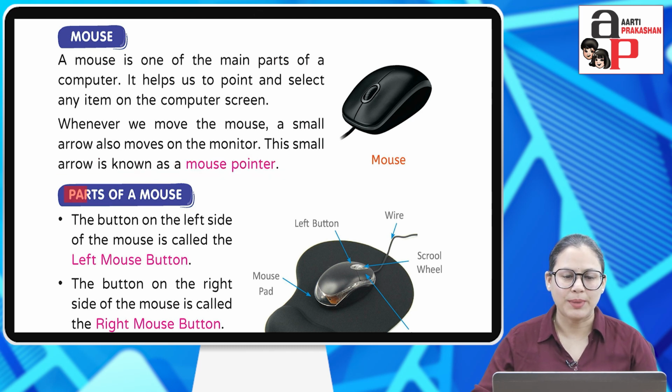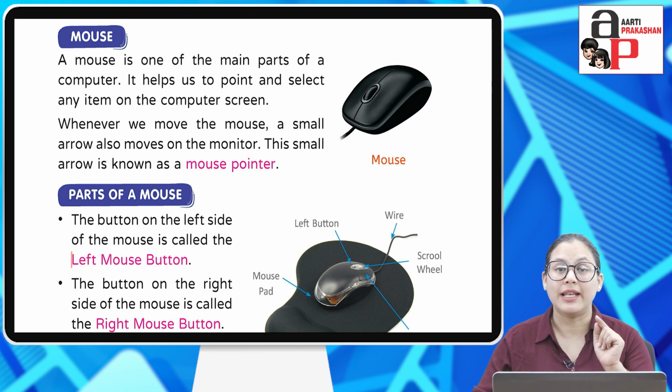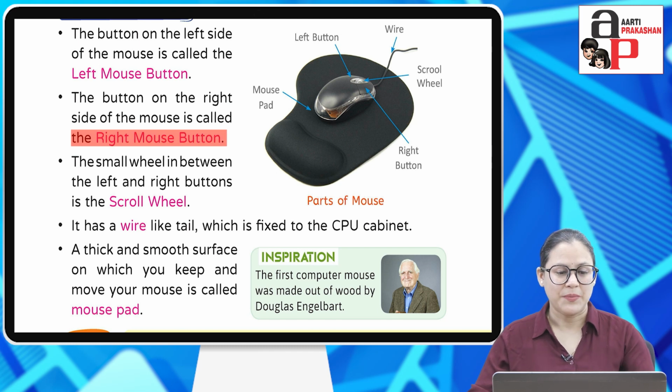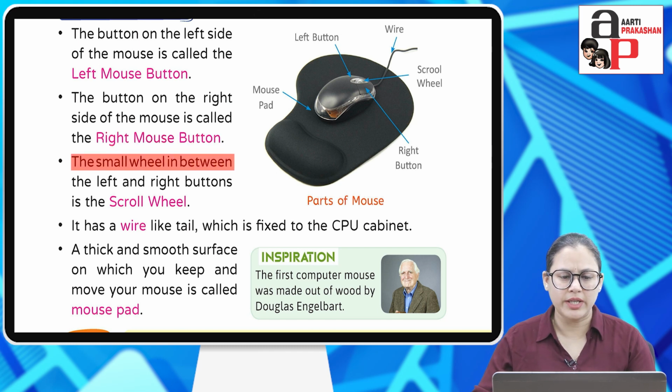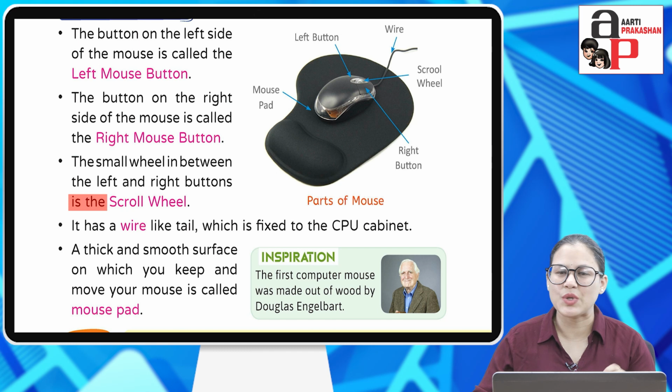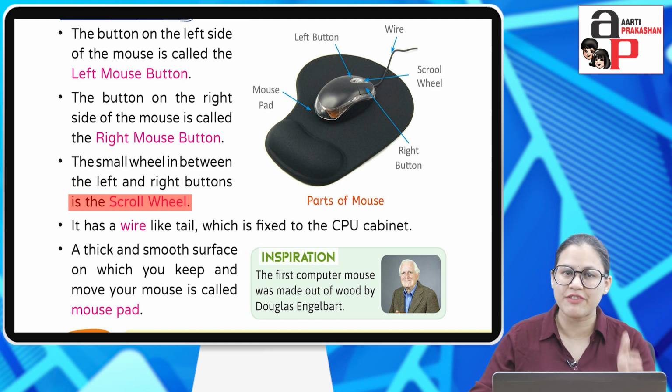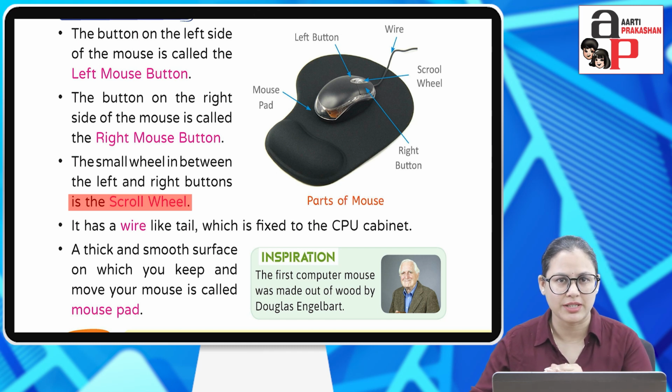Now, parts of a mouse. The button on the left side of the mouse is called the left mouse button. The button on the right side of the mouse is called the right mouse button. The small wheel in between the left and right buttons is the scroll wheel. Now look at this picture of mouse. You can see two buttons here. One is left mouse button, one is right mouse button. And between these two buttons, there is a wheel which is known as scroll wheel.